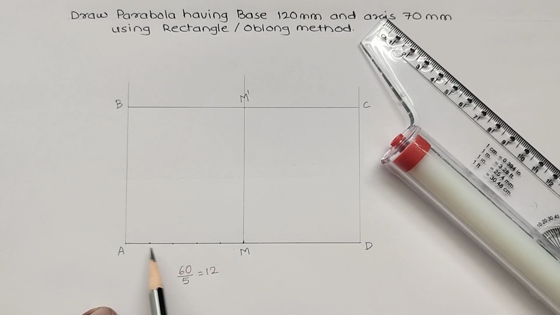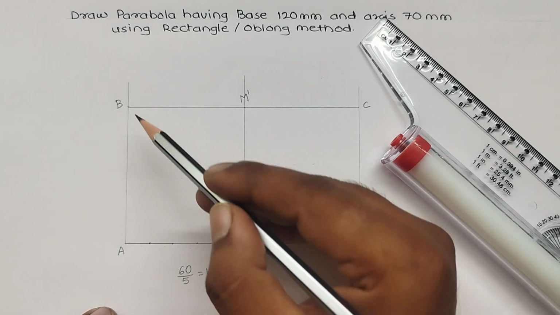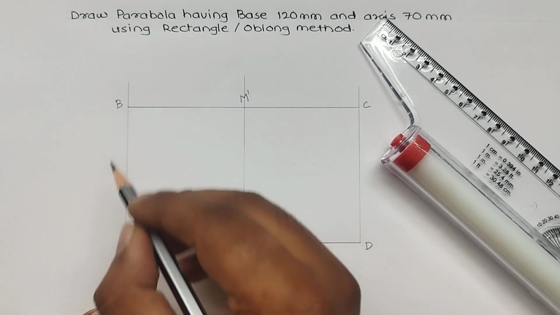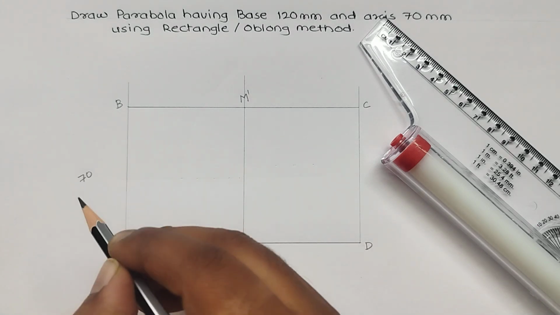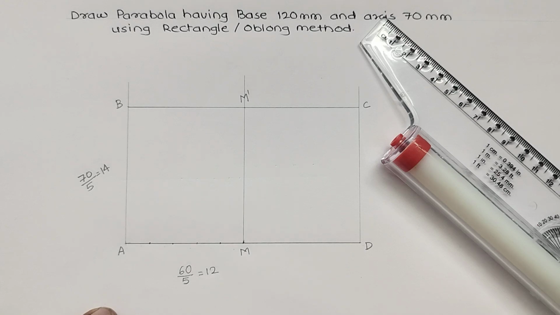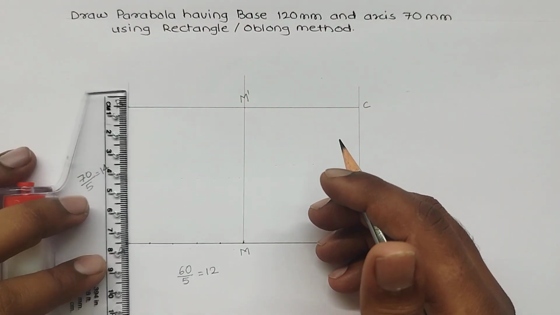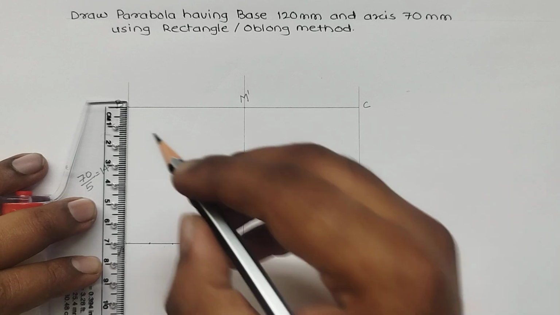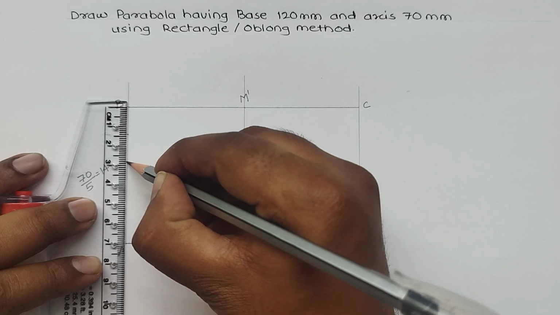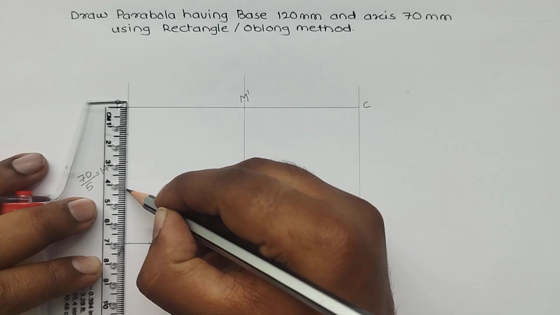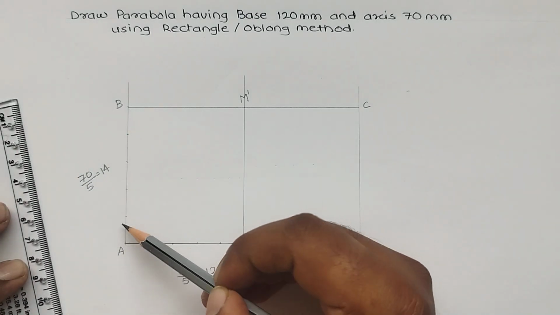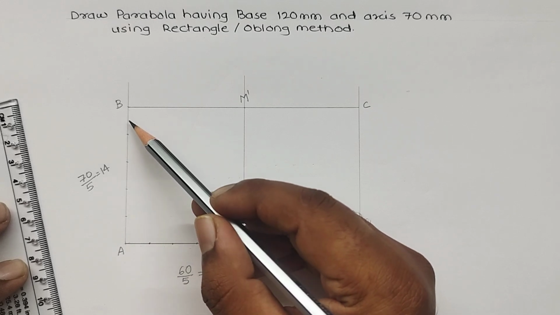5 equal parts. In the same way, this AB, which is nothing but the length of the axis, I have to divide into 5 equal parts. So this AB, which is 70 mm, divided by 5 comes to 14. So one part is 14 mm. So this AB also gets divided into 5 equal parts.